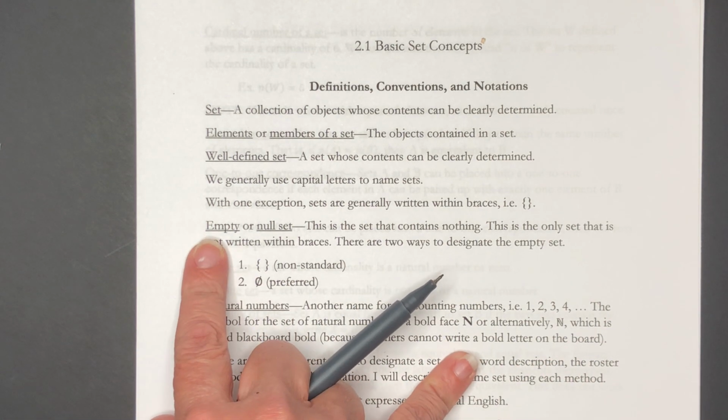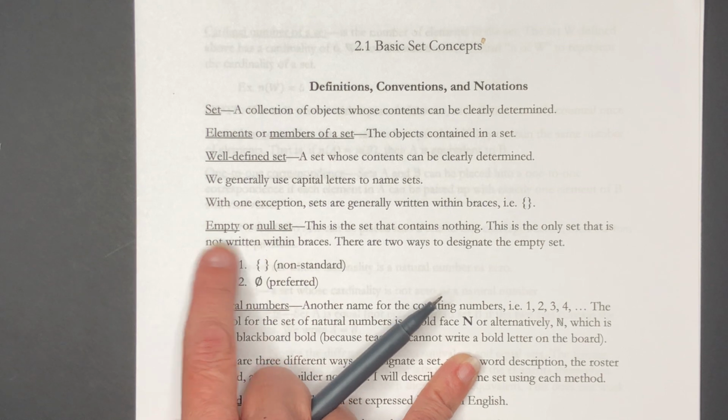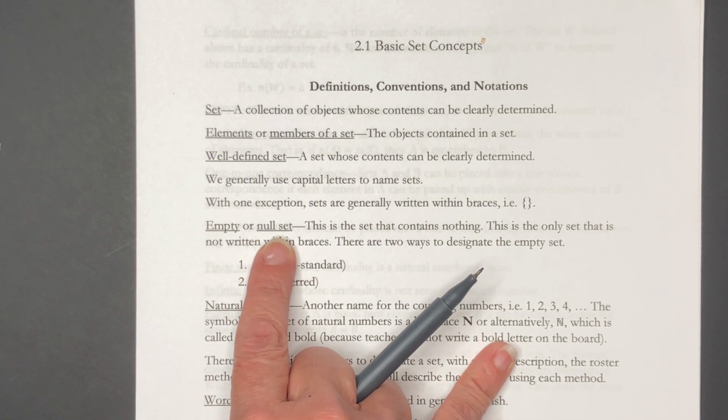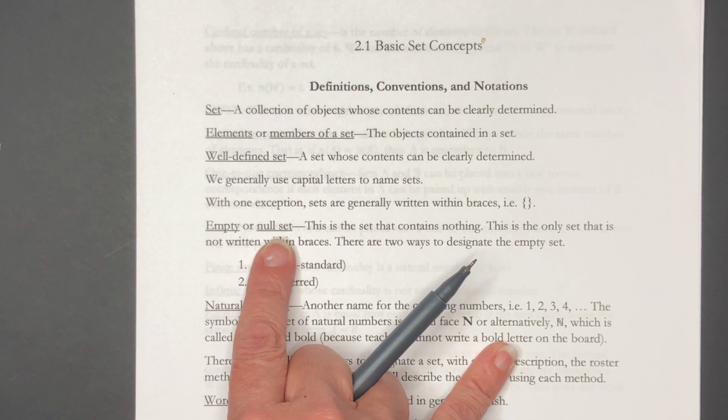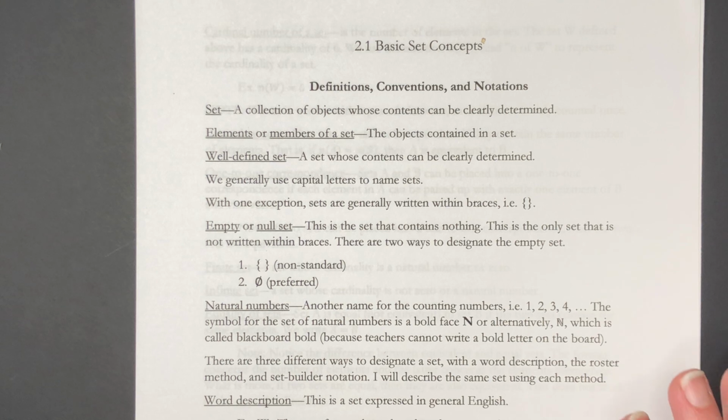Okay, so now we're going to be talking about the exception to this. What we call the empty set or the null set, depending on which textbook you use. I think this book calls it the empty set. I learned it as the null set, and I will probably slip up and call it the wrong thing. So I'm just giving you both names. This is the set that contains nothing. It doesn't contain zero. It contains nothing.